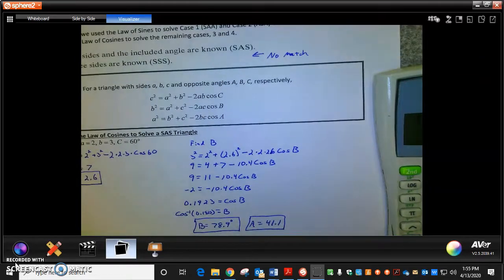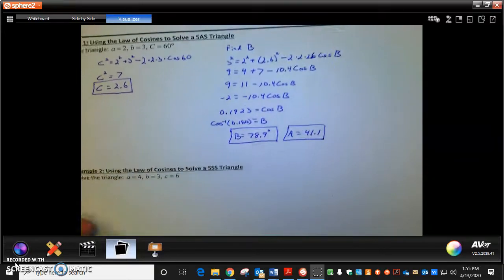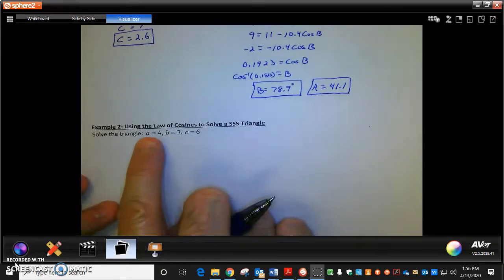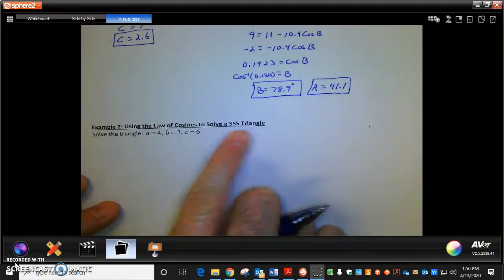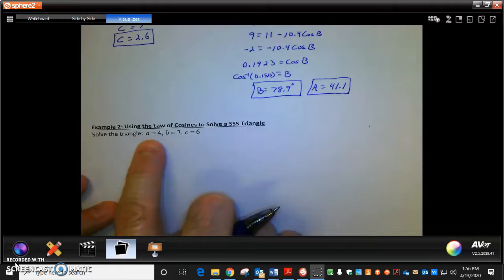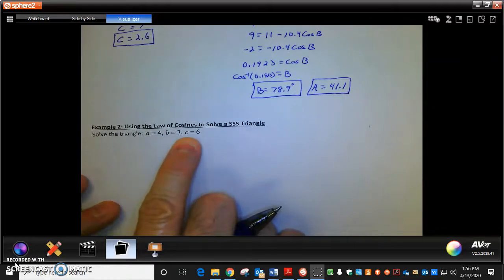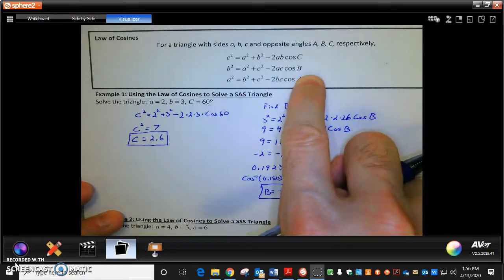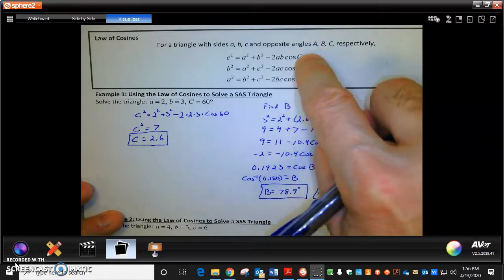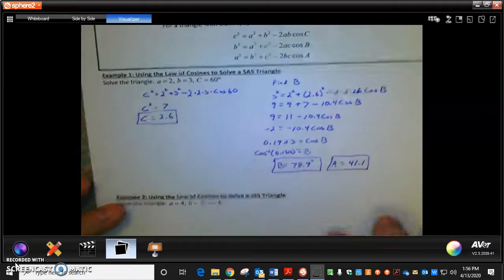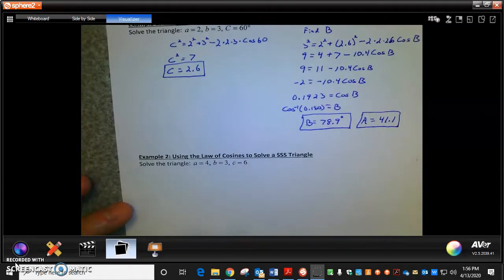Okay, so example 2. Now, law of cosine does take a little bit longer. So for the second example, they gave us 3 sides, little a, little b, and little c. So we're going to have to use the law of cosines twice to find 2 of these angles, and then we'll just subtract those 2 from 180 to find the third angle. So it does not matter where you start.